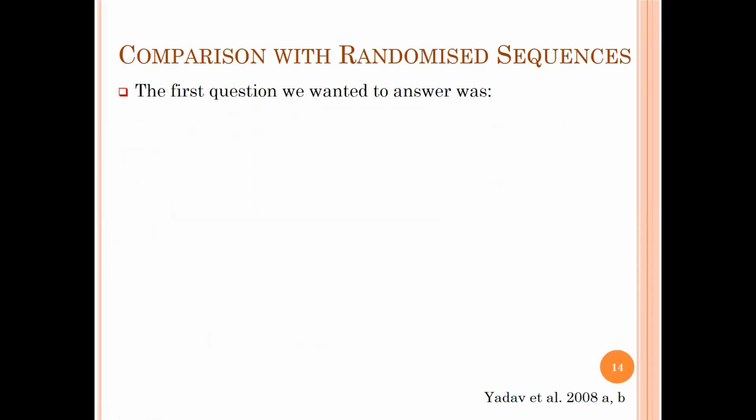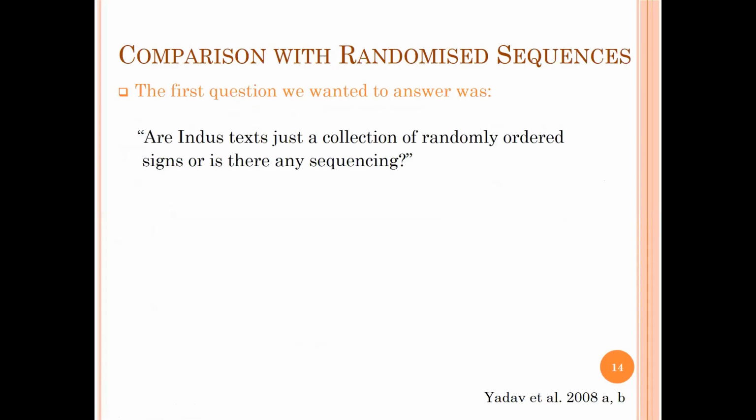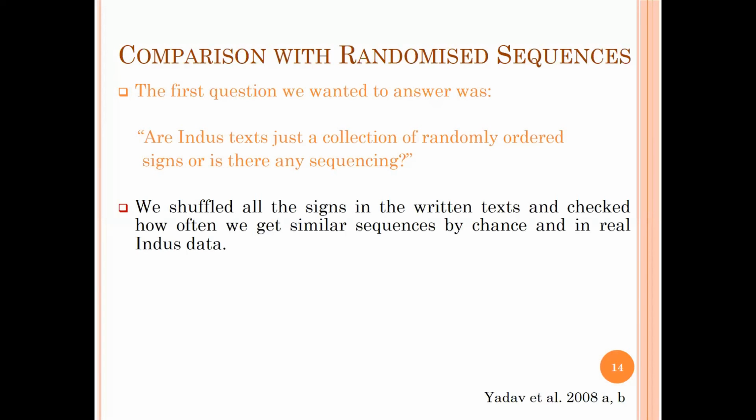So far we have been looking at individual signs, but what about correlation between signs which exist in the same text? The first question we wanted to answer was, are Indus texts just a collection of randomly ordered signs, or is there any sequencing? In order to check this, we performed this test.